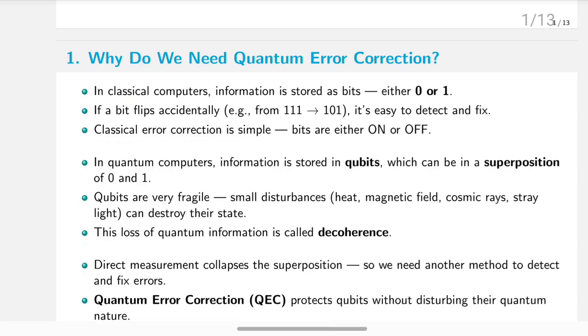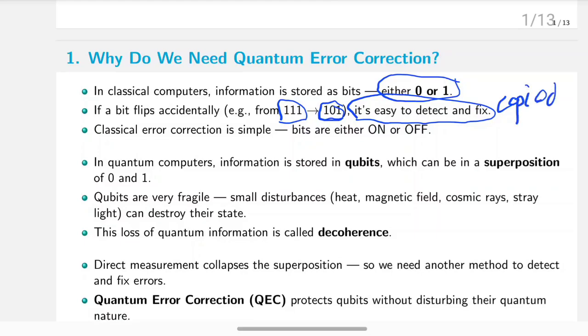Before going on to quantum error correction, I just want a quick recap: how errors occur in classical computers. A classical bit, as you already know, is either 0 or 1. For example, the bits 111: if one flips, you can observe the error, 111 to 101. That can be easily detected and fixed in normal computers because bits can be copied. You need to remember that. If any error occurs, the actual information can still be recovered. So the classical error is simple, bits are either on or off.